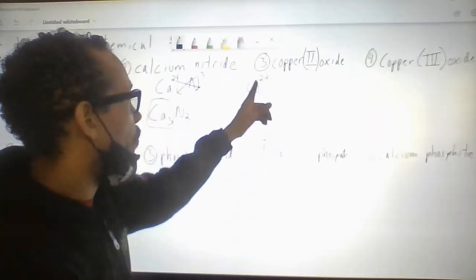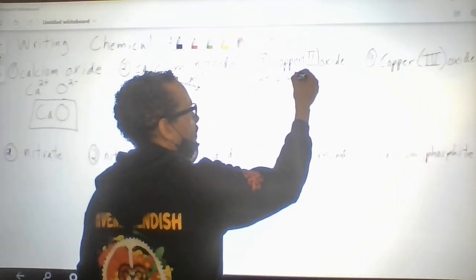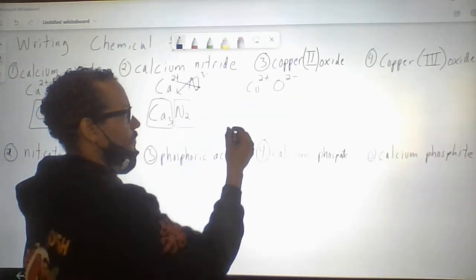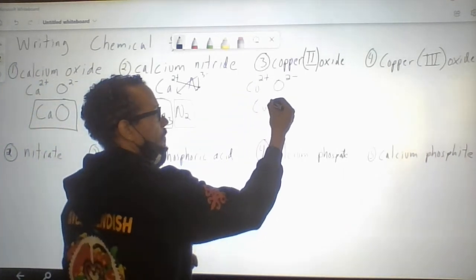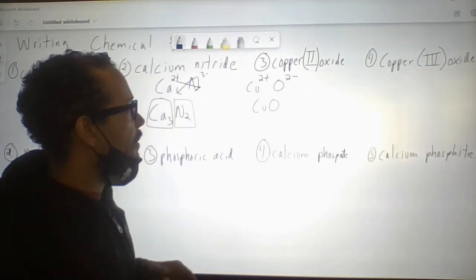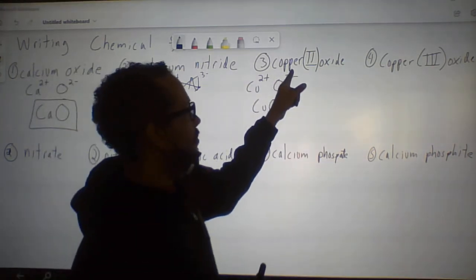And then for oxygen, oxygen is always going to be a 2 minus. Every single time it is 2 minus. These numbers are the same, so I'm going to push them together. They're already balanced. This doesn't need to be balanced, so it's okay. It's good.